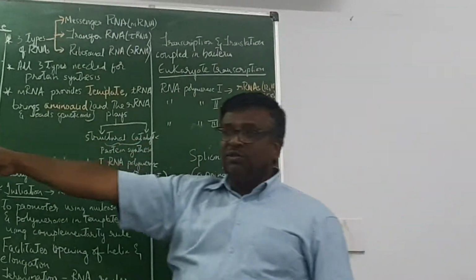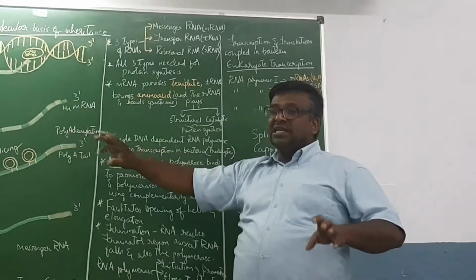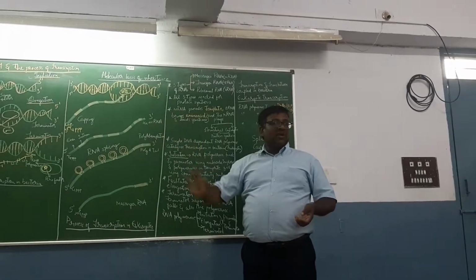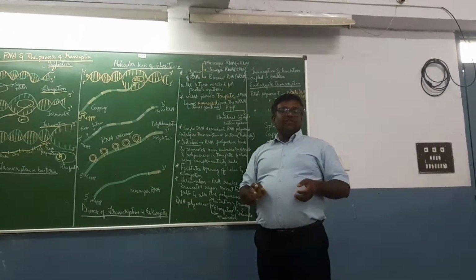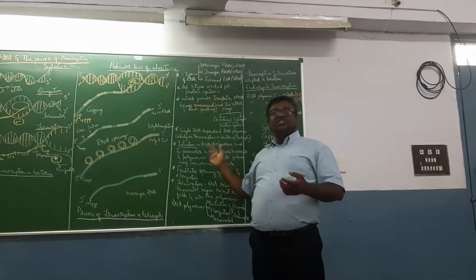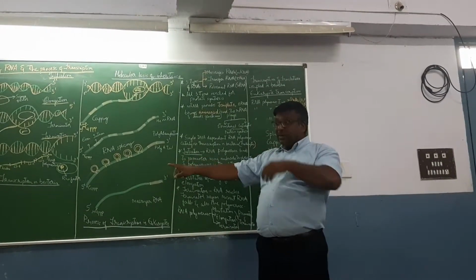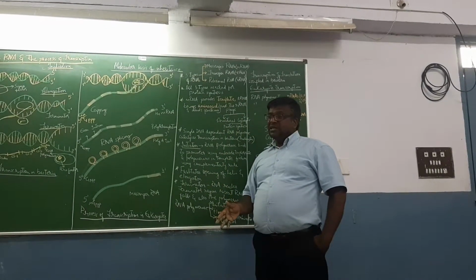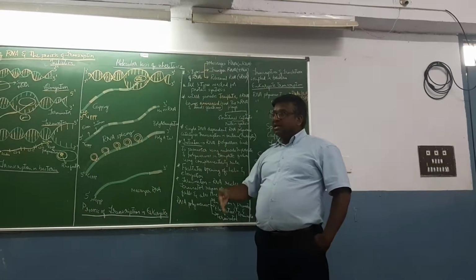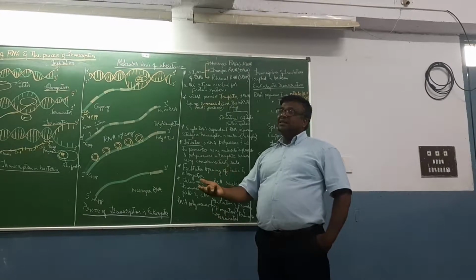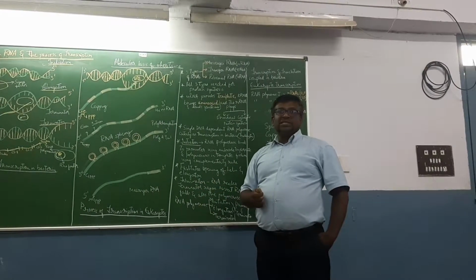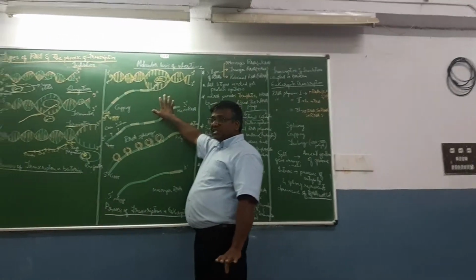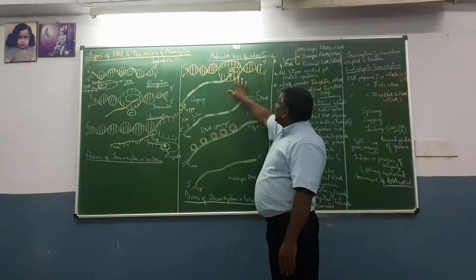RNA polymerase, one variety. Transcription and translation happen together. Before the completion of transcription itself, translation starts in the case of prokaryotes, but that is not the case in eukaryotes. The HN mRNA should be synthesized and converted into mRNA, only then can they start the translation process.